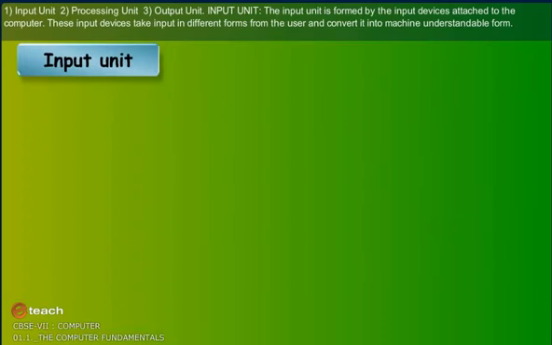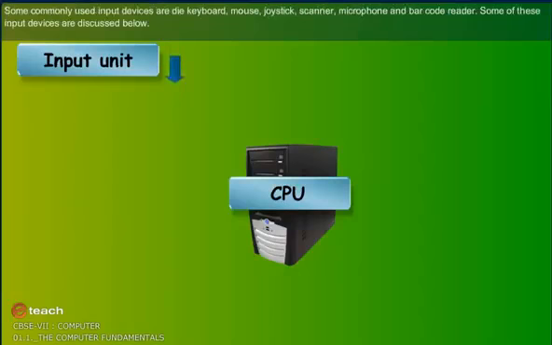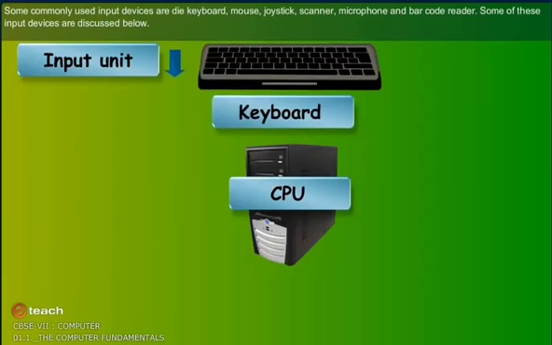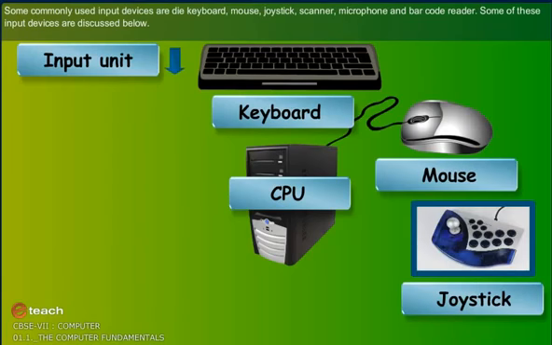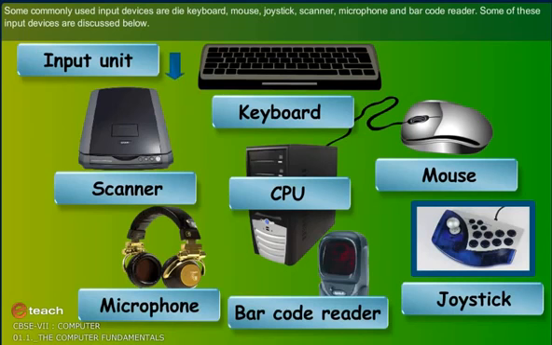Input unit. The input unit is formed by the input devices attached to the computer. These input devices take input in different forms from the user and convert it into machine-understandable form. Some commonly used input devices are the keyboard, mouse, joystick, scanner, microphone, and barcode reader. Some of these input devices are discussed below.